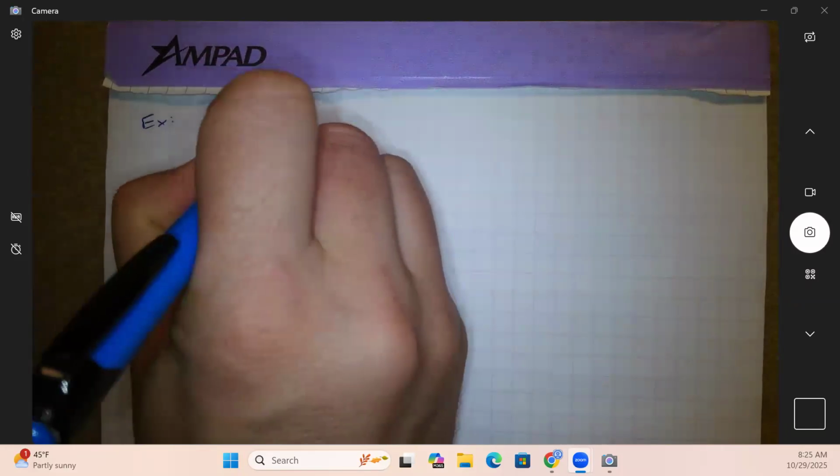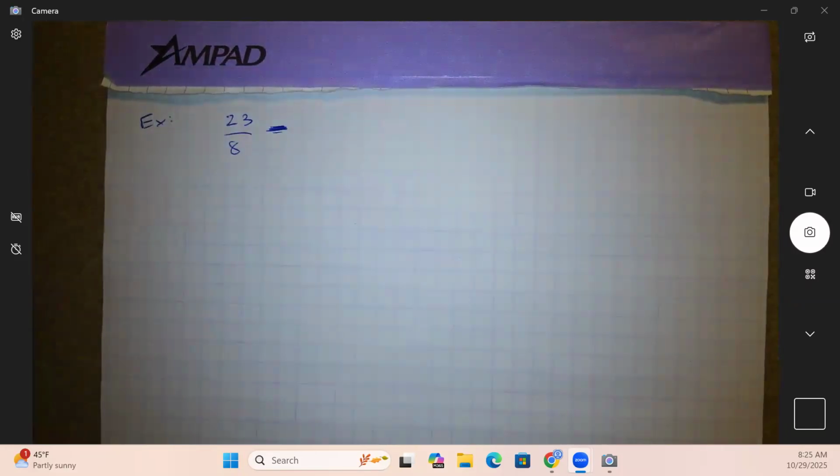Subtraction of fractions, exact same idea, except once you get them over the same denominator, you subtract. So let's do, as an example, 23 over 8 minus, I'm just gonna start over.